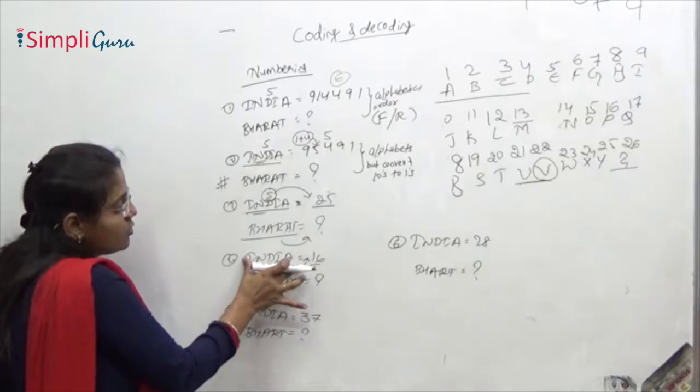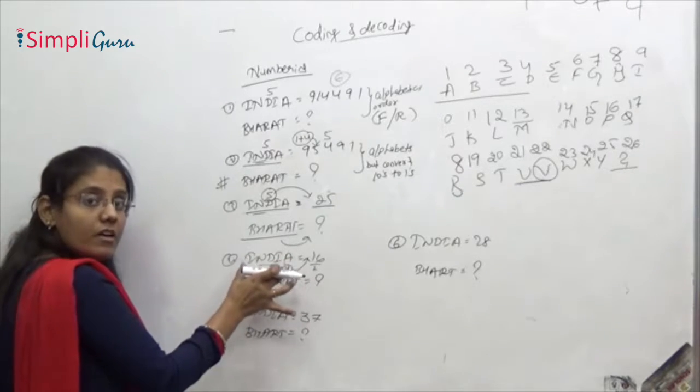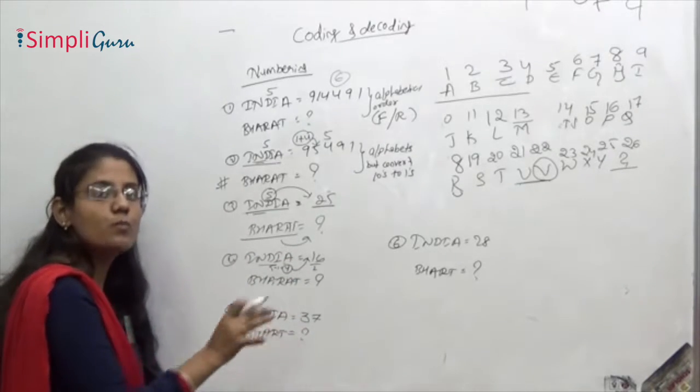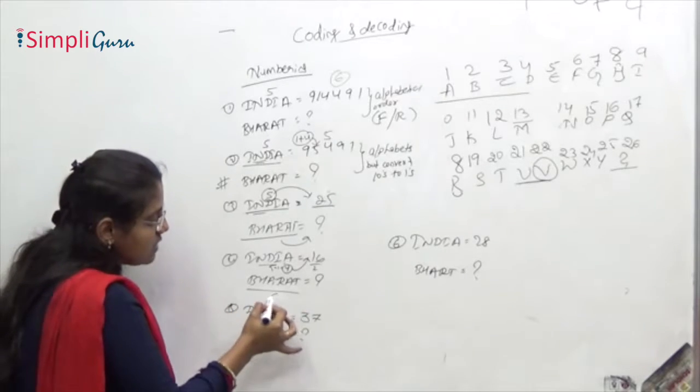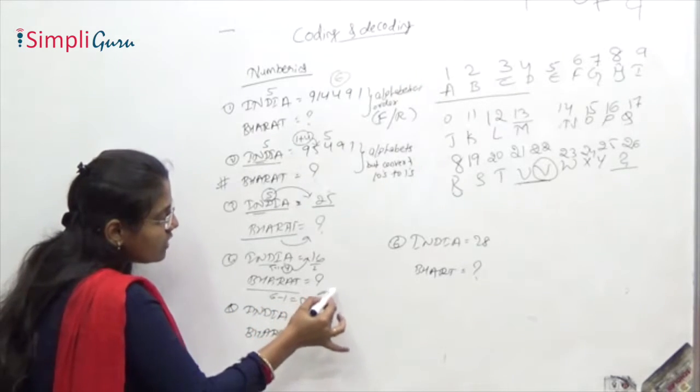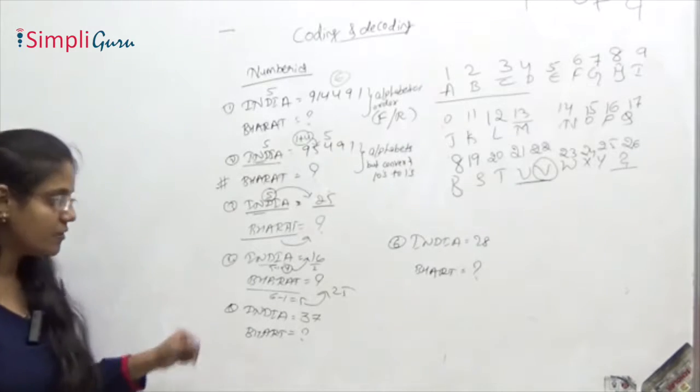Sometimes they will ask for the square of the number of the alphabet minus 1, plus 1, minus 2, plus 2 also. So here Bharat is 6. So 6 minus 1 is equal to 5. 5 square is equal to 25, which will be your answer for this.